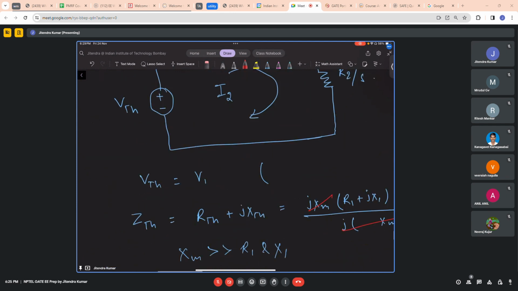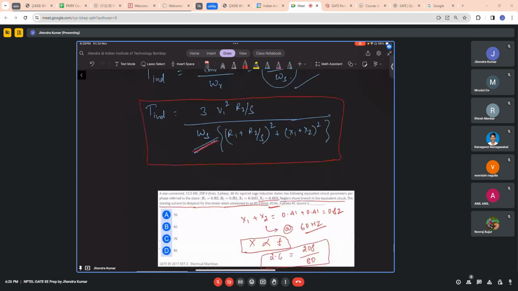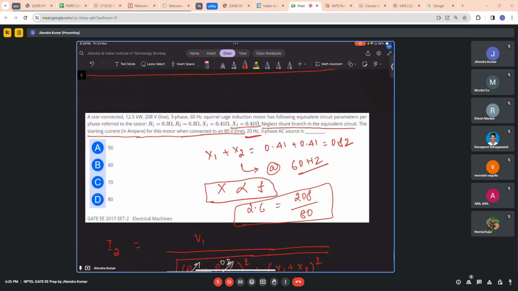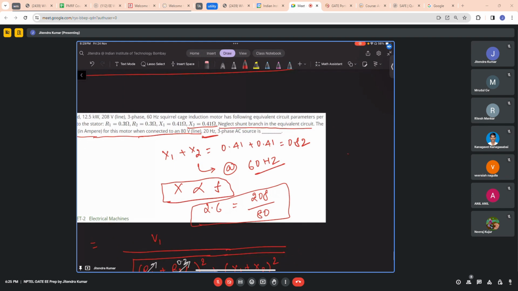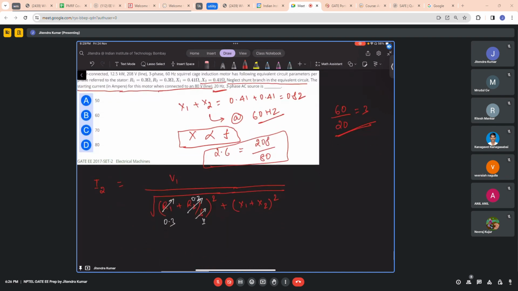That is why in this particular problem, even if you do not know this, there is no problem in solving the question. But if you know, then you can see that V by F is not directly proportional as provided in the problem. So voltage is reduced by 2.6 times, but frequency has been reduced by 3 times. 60 by 20, that is 3. Since it is directly mentioned, we have to consider reactance according to 20 hertz.